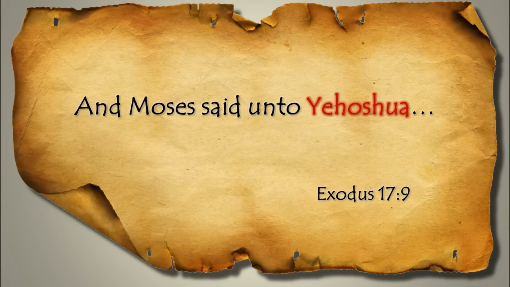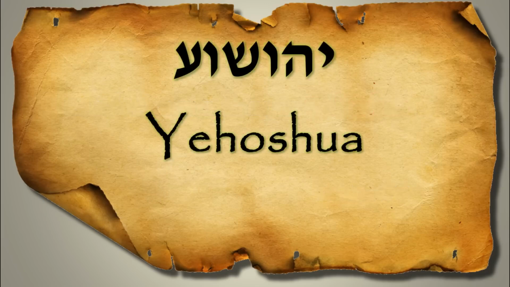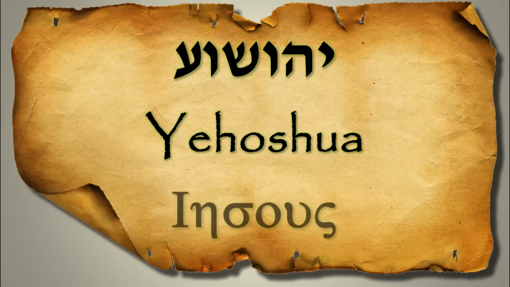When this Hebrew name was transliterated in the Greek Septuagint, the 2,000-year-old Greek translation of the Hebrew Bible, it was written as Iesous. The Greek alphabet had no Y sound, so it used the I sound. The Greek alphabet also has no H or equivalent, so this sound is dropped. The Greek alphabet also has no SH sound, so it uses the S sound.